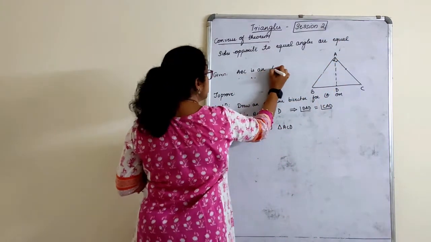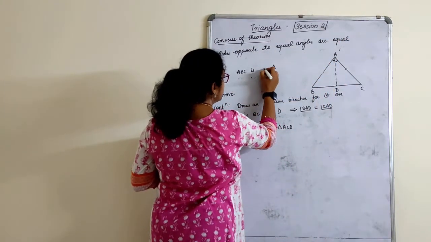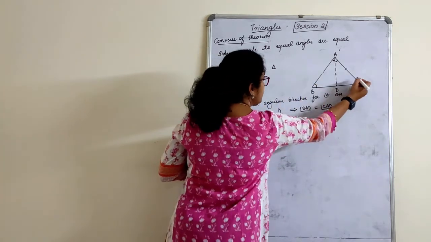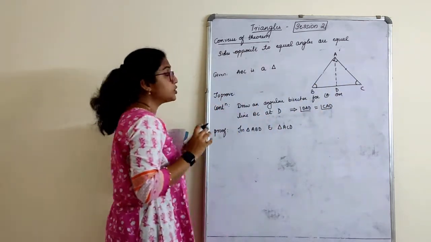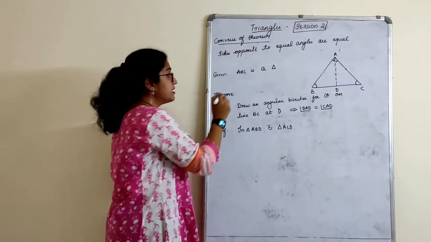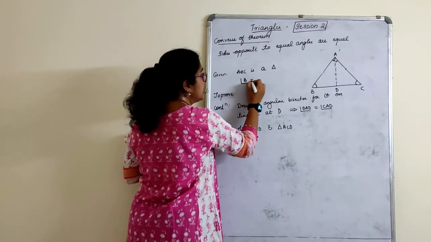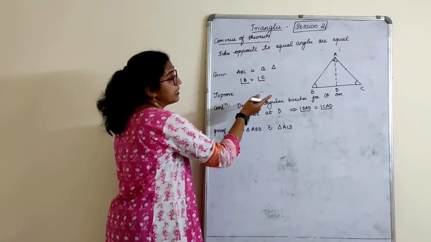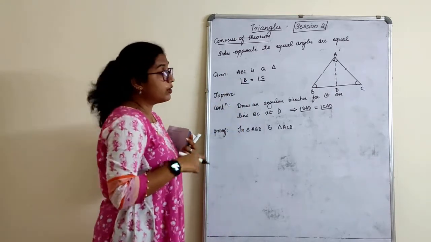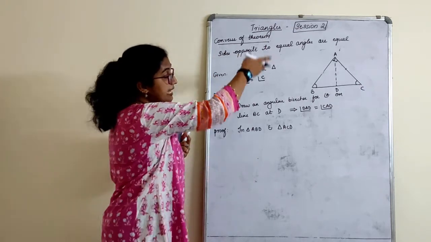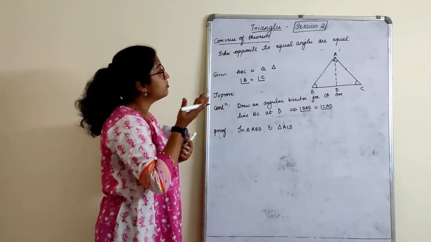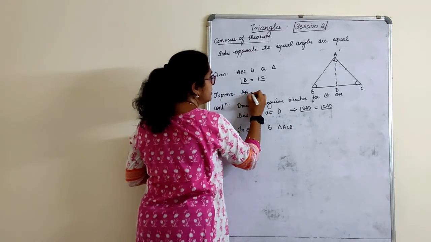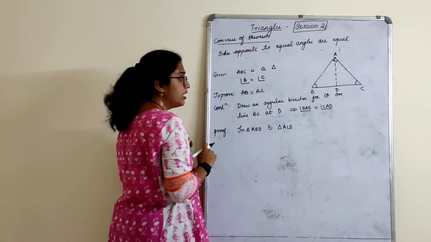That means ABC is a triangle. So what is equal in that? Angle B is equal to angle C. Sides opposite to equal angles are equal. That means angle B is equal to angle C. What we have to write? With respect to angle B, AC is the side equal. With respect to angle C, AB is the side. Sides opposite to equal angles are equal. So I will just write AB is equal to AC.